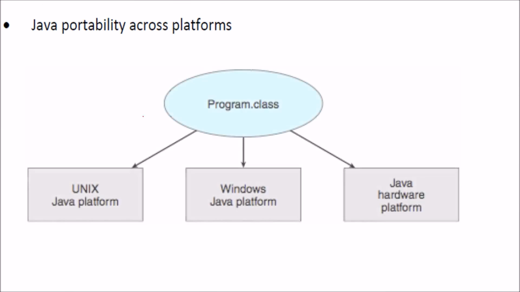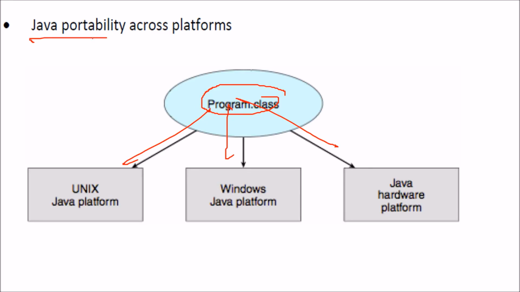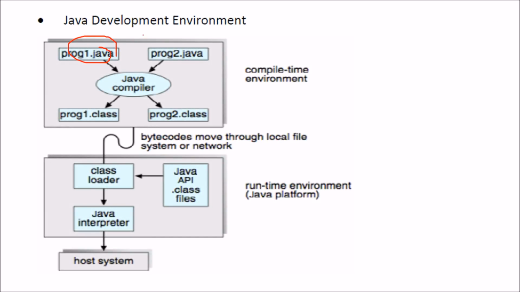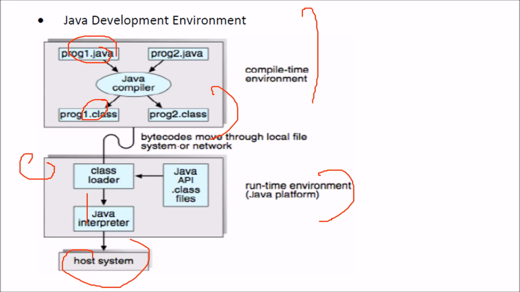Now what happens here is that any Java program is now in class form. This can be run on Unix, Windows, anywhere. This is how it is portable. This is the Java development environment, and we have a separate Java runtime environment. The Java compiler converts the program into a class, then the loader interprets it for the host system, and we have intermediate bytecode that is only understood by the JVM.